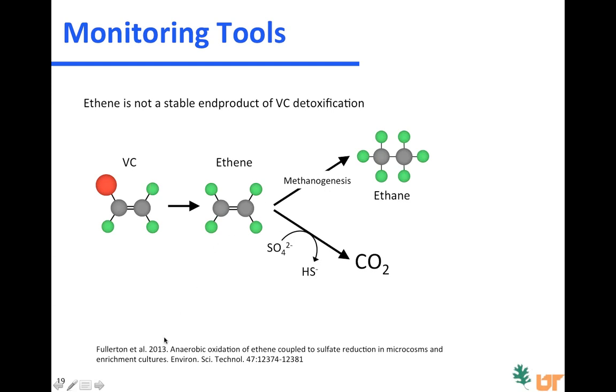Then Steve Zinder's group had a paper last year where they demonstrated ethene degradation coupled to sulfate reduction, leading to formation of CO2. Again, the point here is that ethene is not a stable end product of vinyl chloride reductive dechlorination. So don't expect to measure stoichiometric ethene at your site.